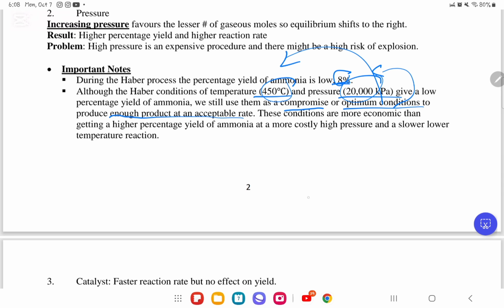They are economic, meaning they don't cost us a lot of money, okay? And we will get a good percentage yield, okay? Because if we paid a lot, what will happen? We'll have a higher pressure, which is a very risky case of explosion, and definitely a slower reaction at a lower temperature. So these are important notes.